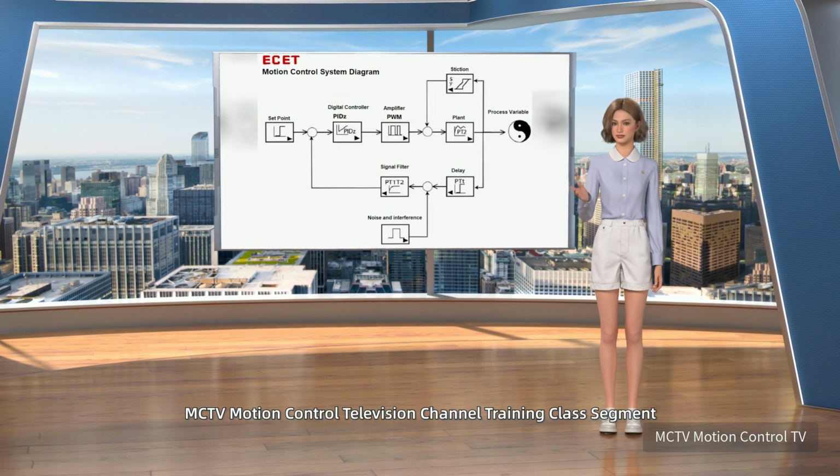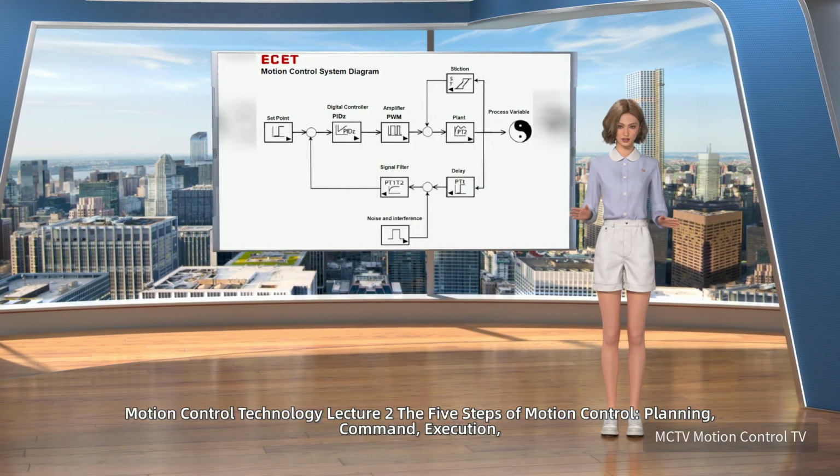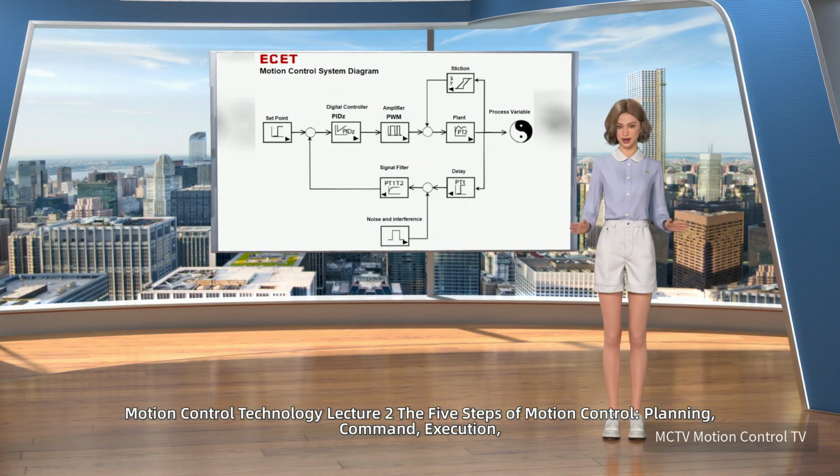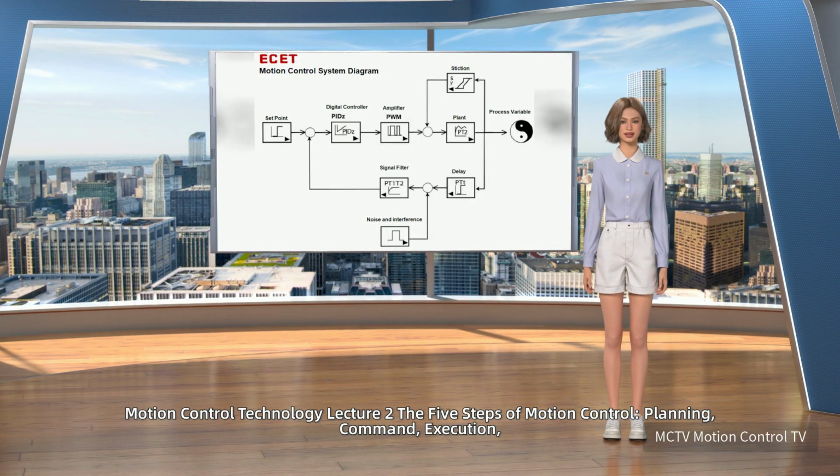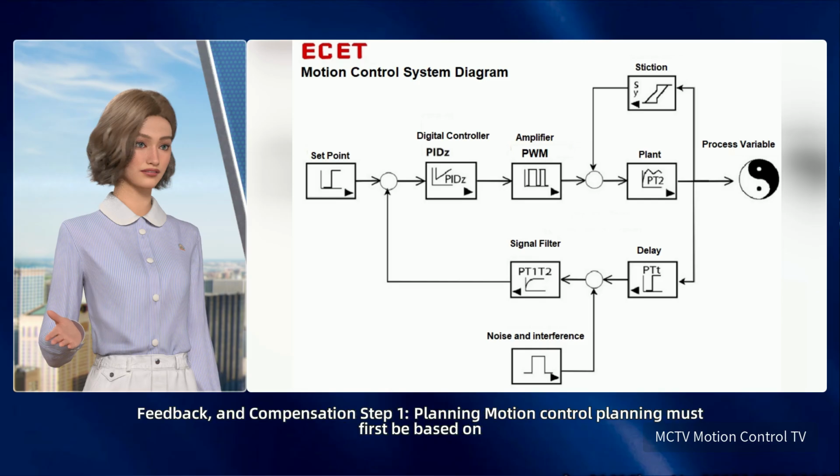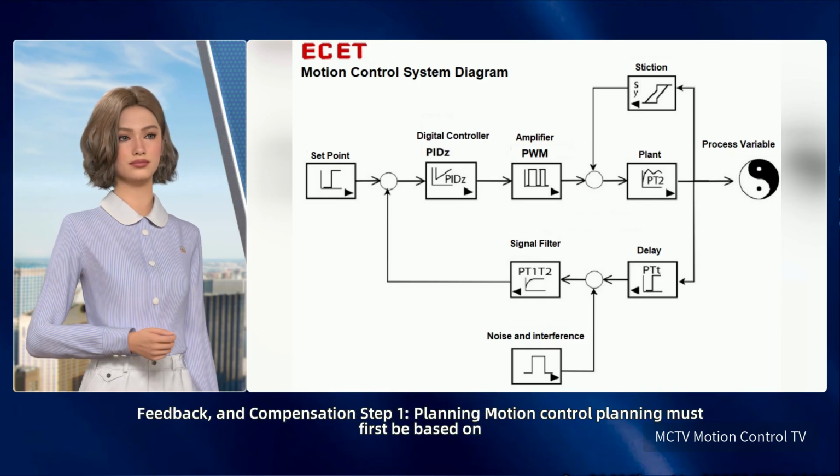Training Class Segment. Motion Control Technology Lecture 2. The 5 Steps of Motion Control: Planning, Command, Execution, Feedback, and Compensation.